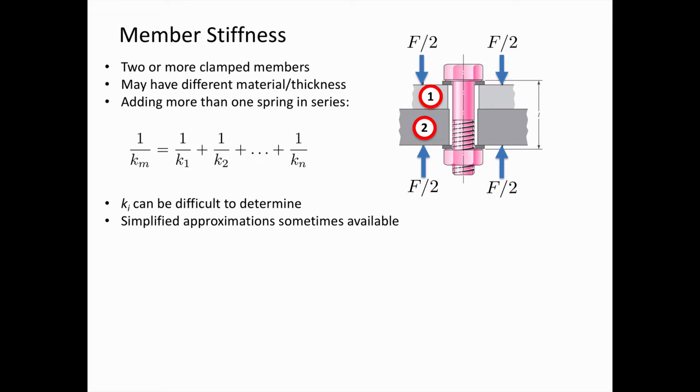There are some simplified approximations that are available in some cases, but in other cases where the geometry is more difficult, or if we want higher accuracy, then we may need to use something like finite element analysis to estimate what these stiffness values are. And of course, we can use experimental testing.